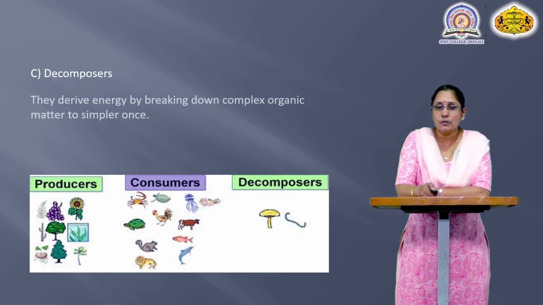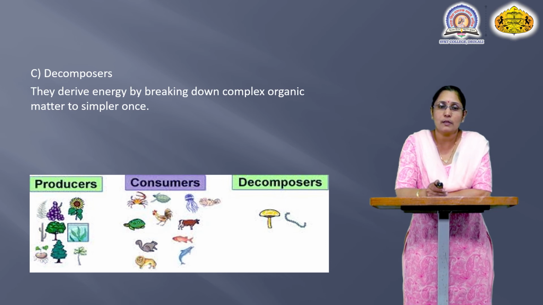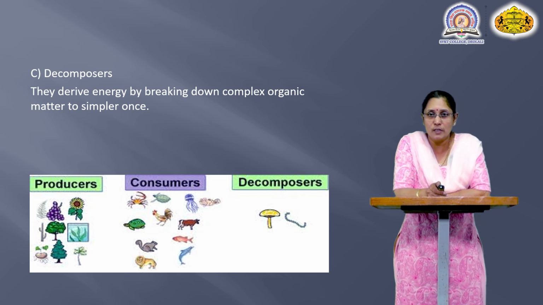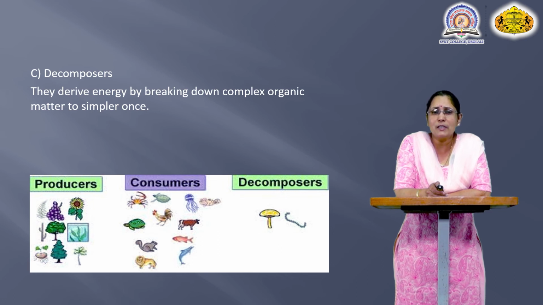So in this picture you can see producers at the left side, in the middle consumers are there, and at the right side decomposers are there. So what are decomposers? Decomposers derive their energy by breaking down complex organic matter, whatever dead material is there. That complex or dead material is broken down with the help of some bacteria and fungi. We call them decomposers.